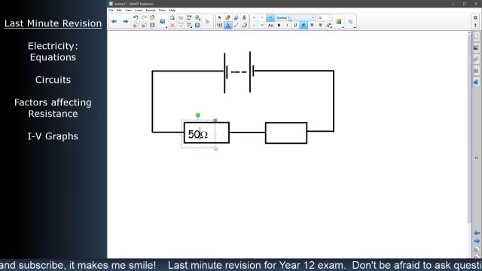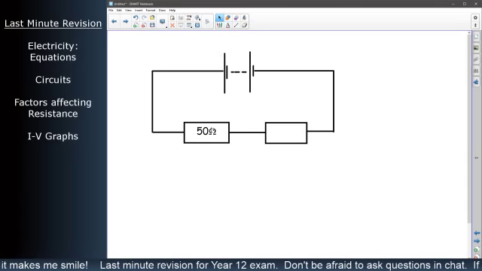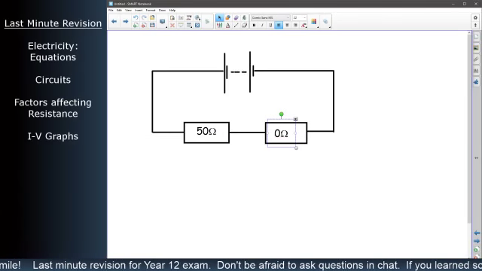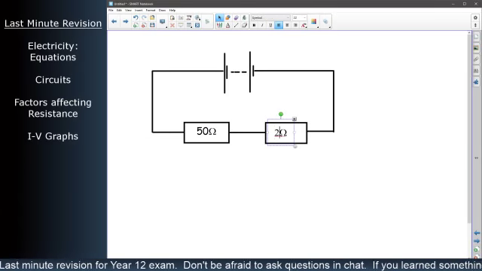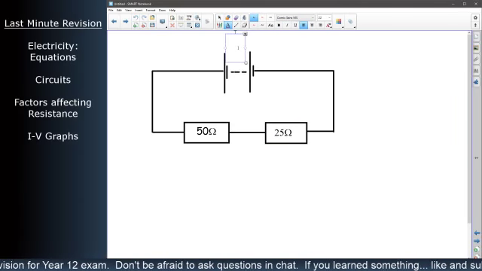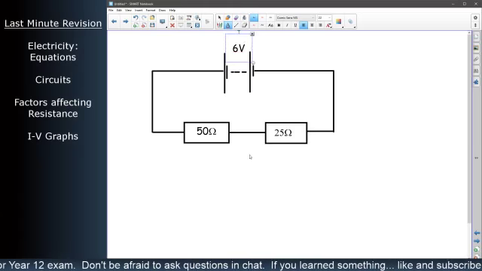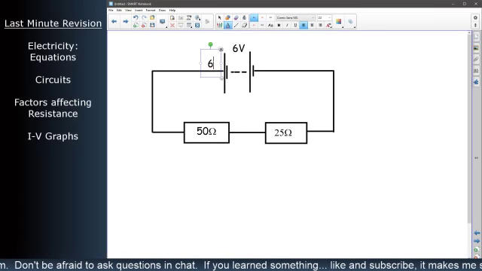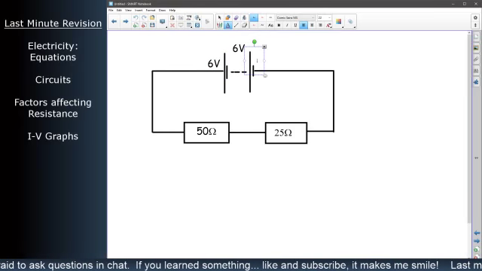Okay, that's better. So 50 ohms there, and let's give this other one over here 25 ohms, just for the sake of keeping the numbers simple, and let's give this 6 volts coming out here. All right, so as we travel outwards, we once again have 6 volts coming out of here because that's a thing, and we have 0 volts coming out of here.